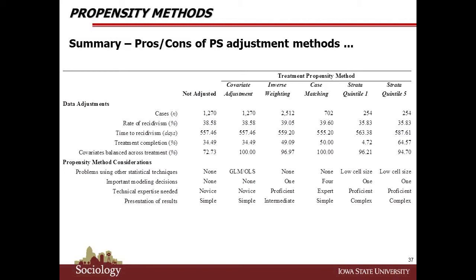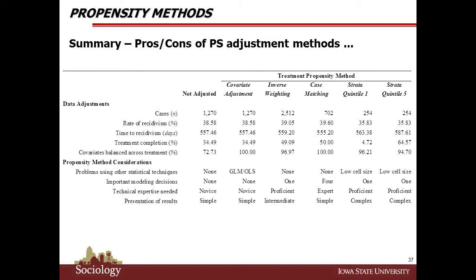Non-technical audiences have a hard time understanding what you're talking about and really have a hard time understanding what the key findings from your analysis are. So again, our recommendation, weighing all these data adjustments, the technical expertise needed, and the ease of presentation of the results, our advice when you're running these models is to use the covariate adjustment model and the case matching model.